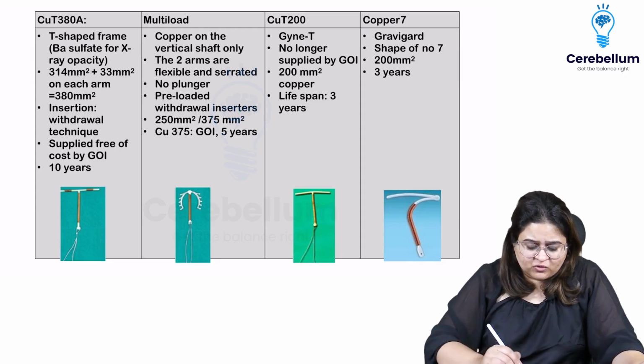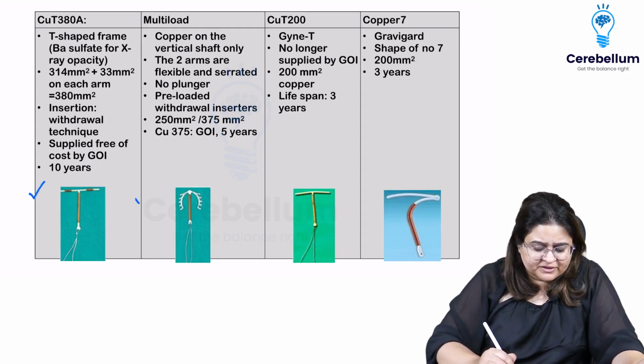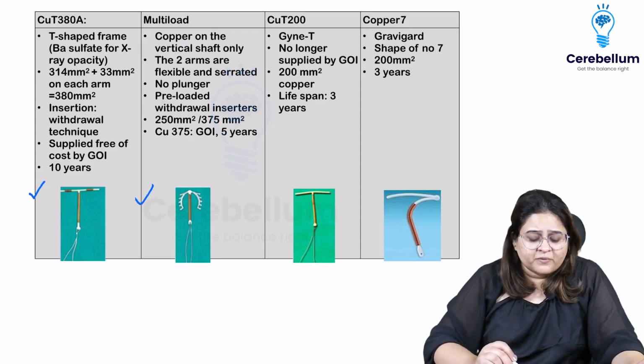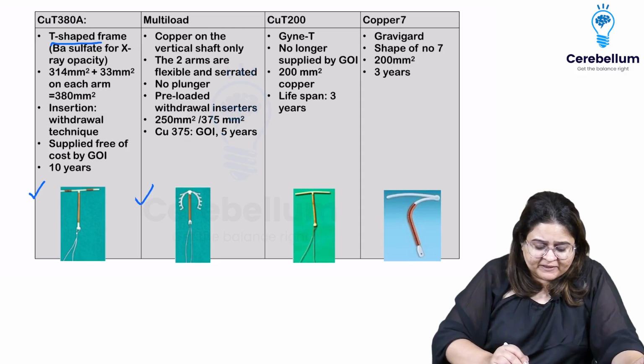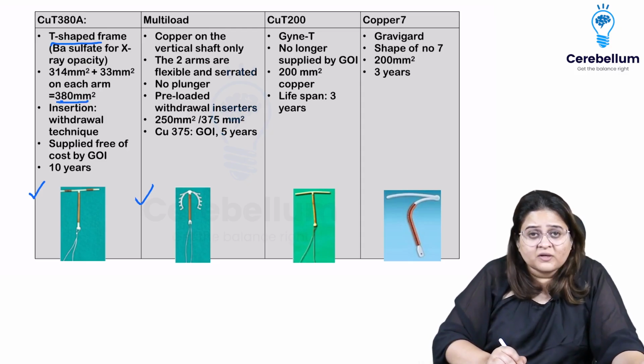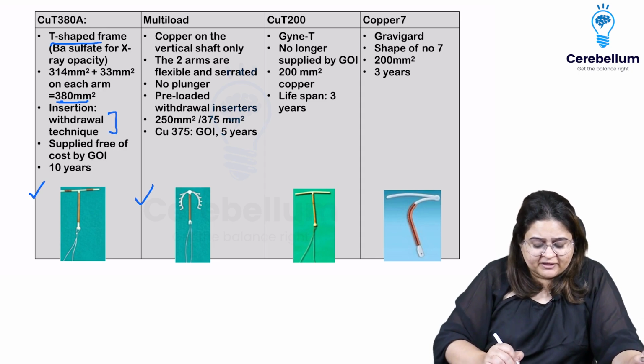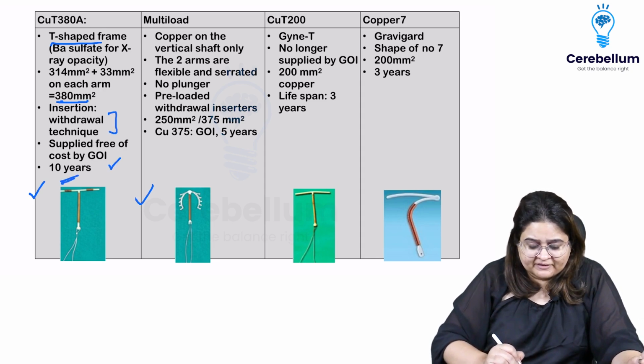So this is just the two common ones which I've told you, the copper T 380 and the multi-load. Copper T 380 is a T-shaped frame. It has 380 millimeter square of copper. It is inserted using the no-touch withdrawal technique, supplied free of cost by the Government of India, and lasts 10 years.